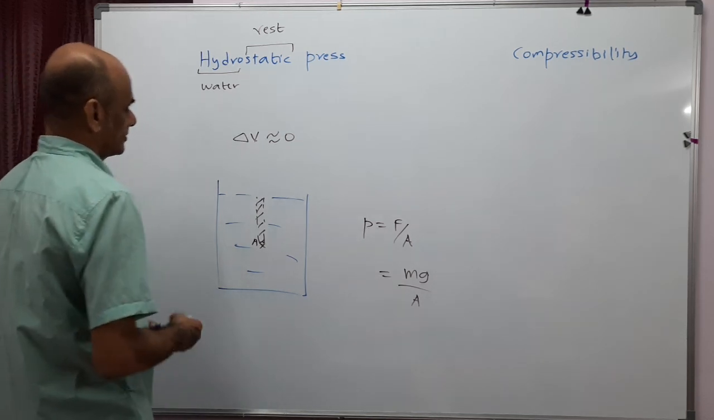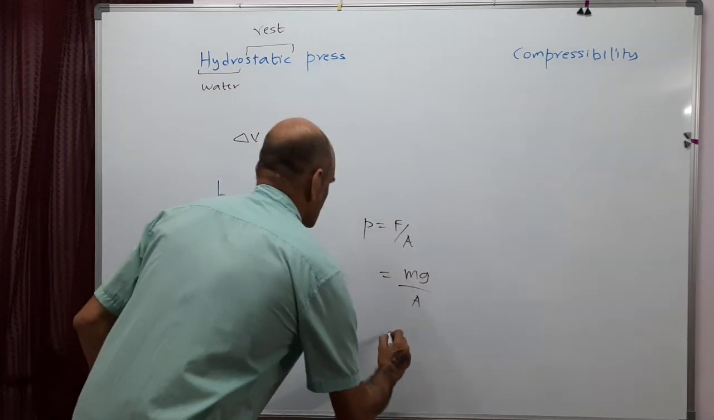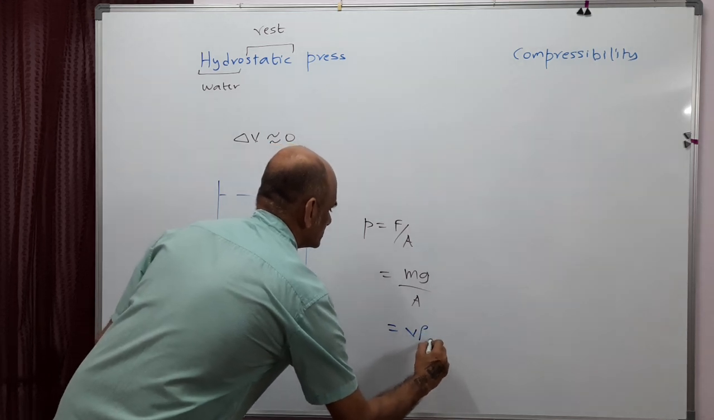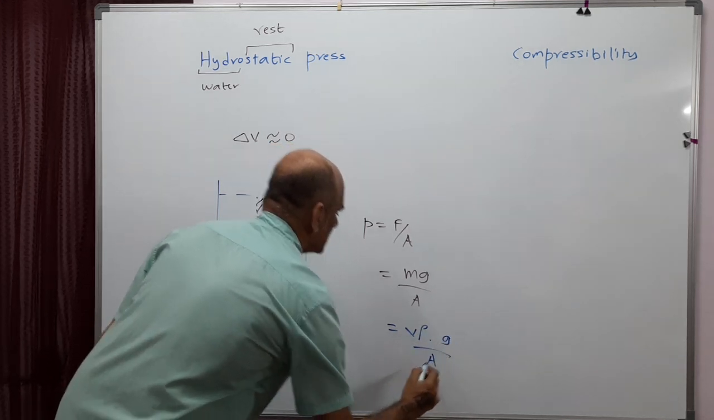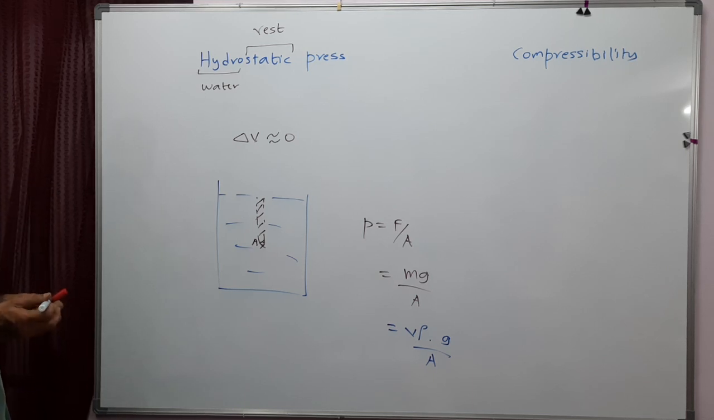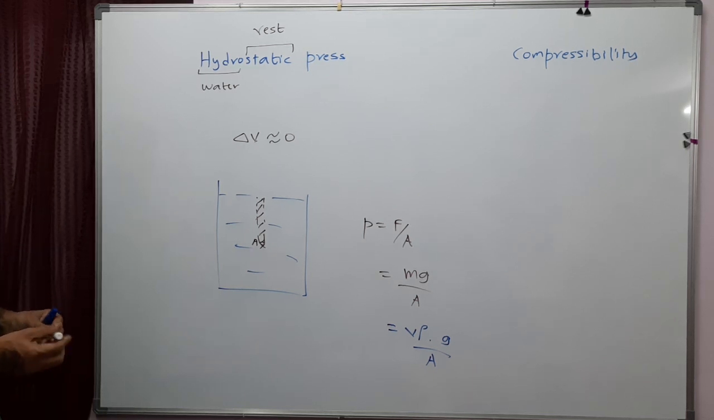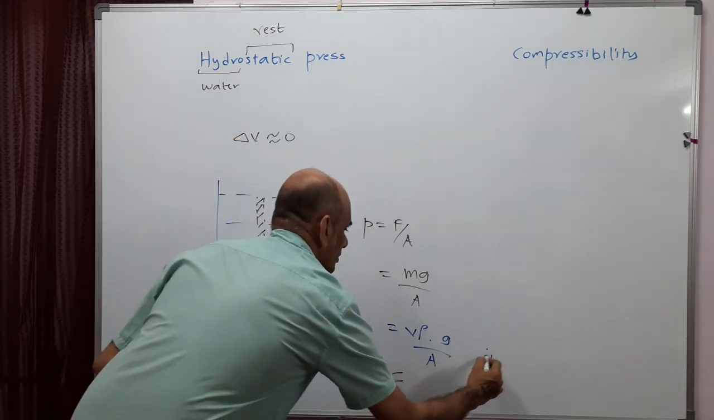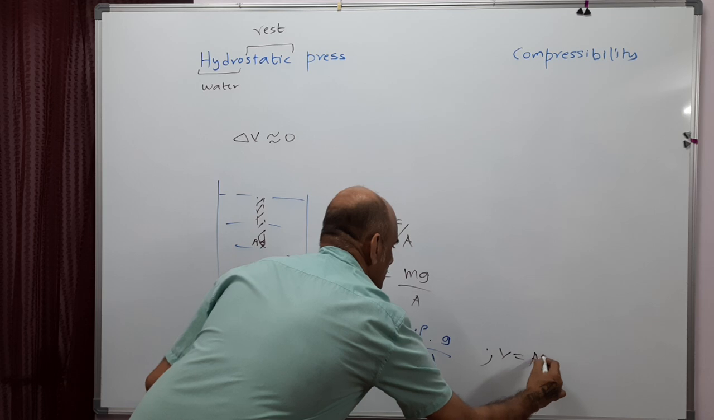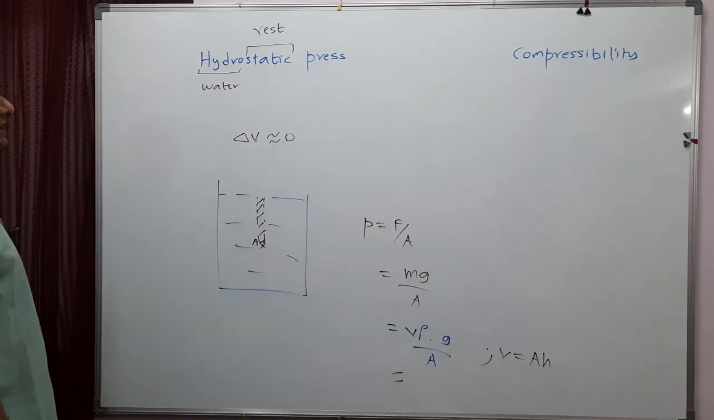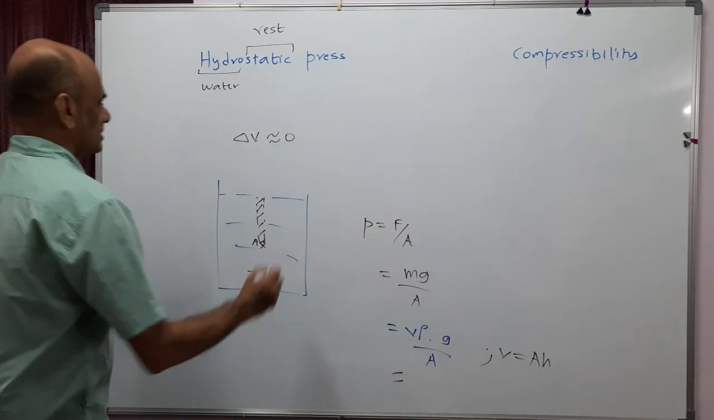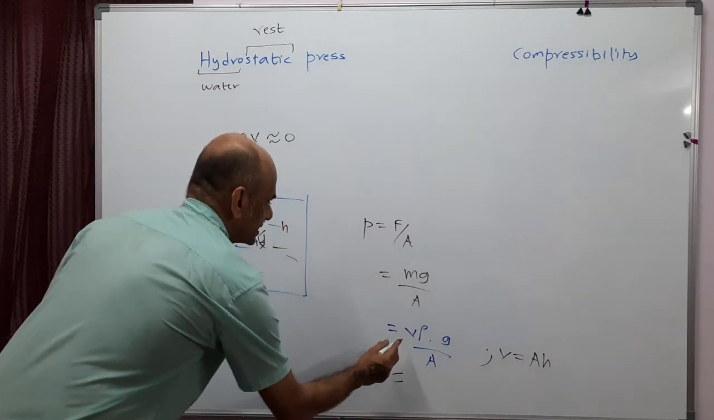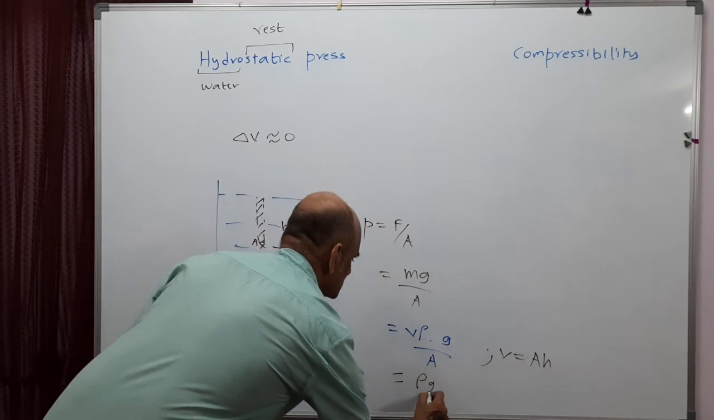So this mass is nothing but volume into density into g by A. And the volume of water is the volume of the cylinder, which is the cross-section area into height. This is height h. If I put that here, A will cancel, and I'll get rho g h.